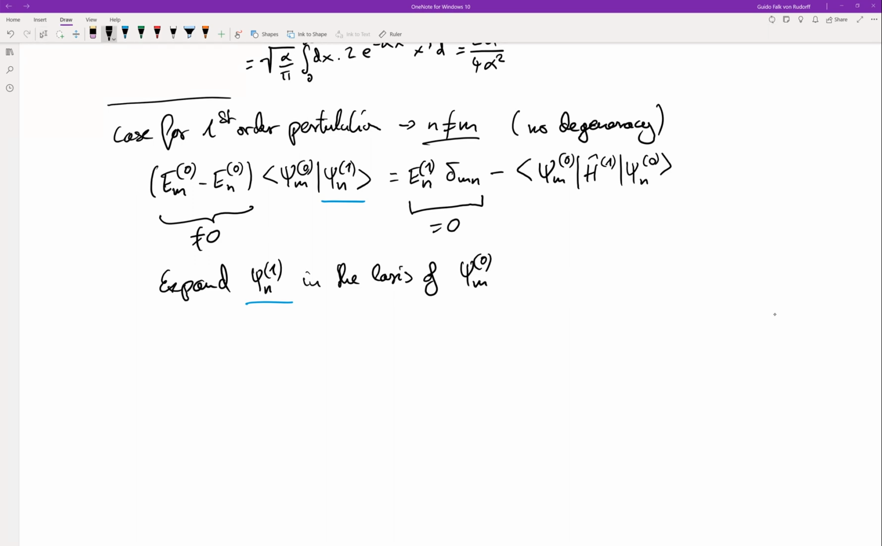So the idea is to say that psi n1 shall be the infinite sum from m is 1 of some projection coefficient, a_mn, times the unperturbed basis. Now, so far no magic happened, because you can do this with any complete basis. So it's an infinite sum, so it's complete, which means that any set of linearly independent basis functions should be able to be converted into any other.